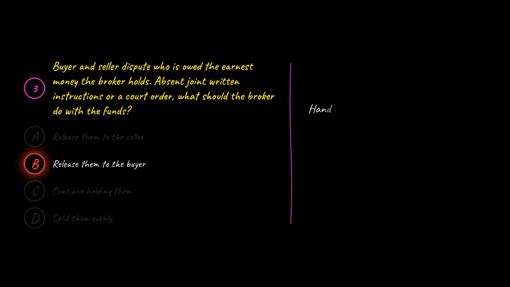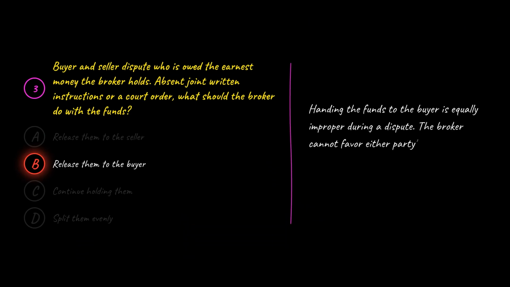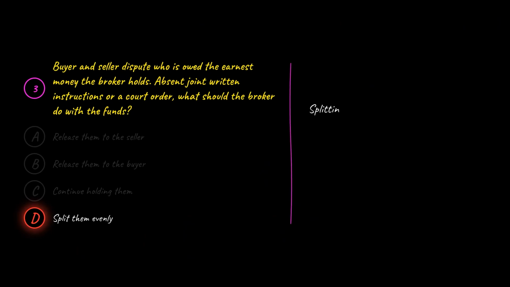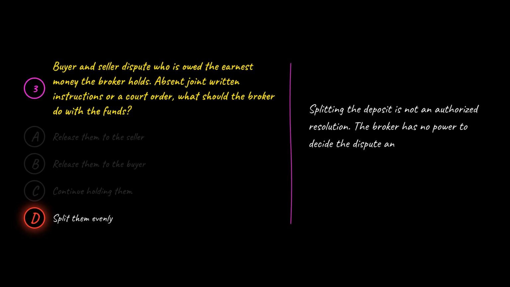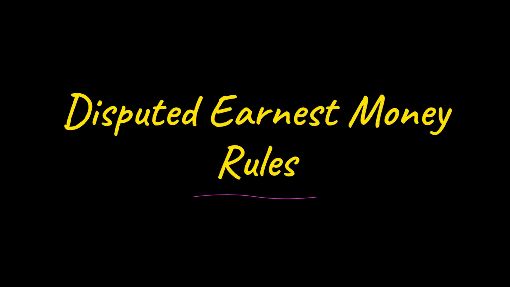B is wrong because handing the funds to the buyer is equally improper during a dispute. The broker cannot favor either party's unilateral claim and must wait for proper authority to release the money. D is wrong because splitting the deposit is not an authorized resolution. The broker has no power to decide the dispute and must hold the full amount until the parties agree or a court directs payment. When a buyer and seller both claim earnest money, the broker's legal duty is clear.